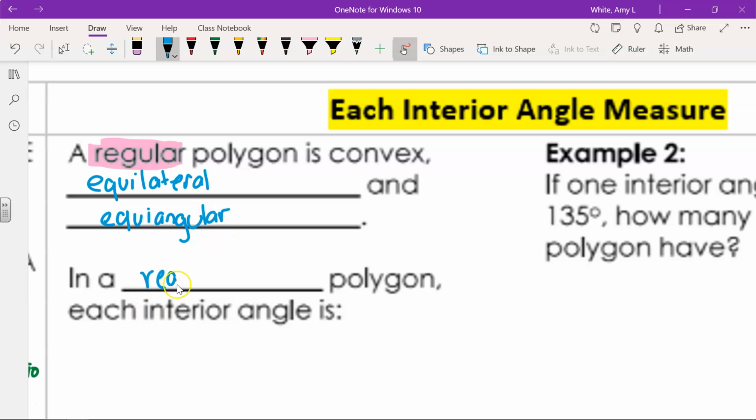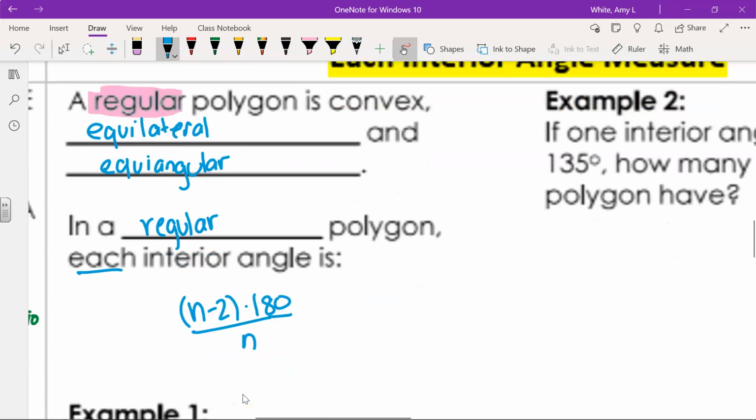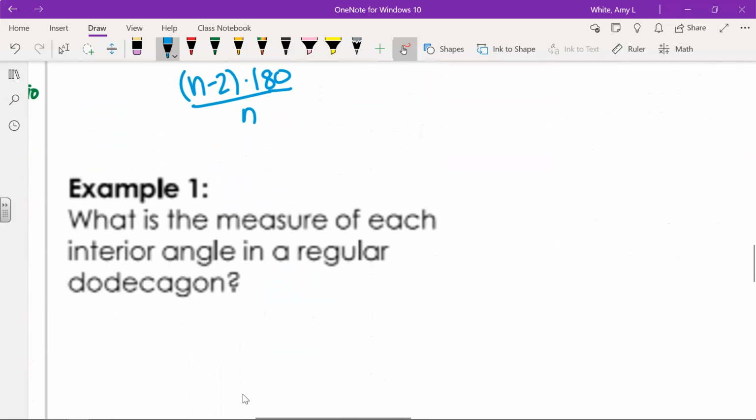And in a regular polygon, we could calculate each interior angle measure by taking the sum of the interior angle measures, that's n minus 2 times 180, and dividing it by the number of angles that we have, because we know all the angles are going to be the same. So this is our formula for each interior angle measure: n minus 2 times 180 divided by n.